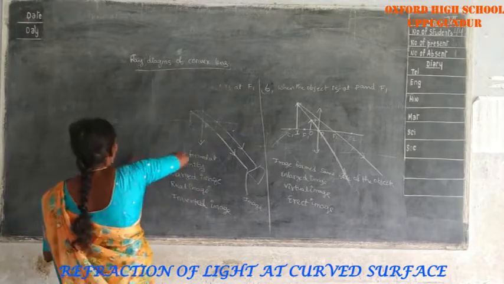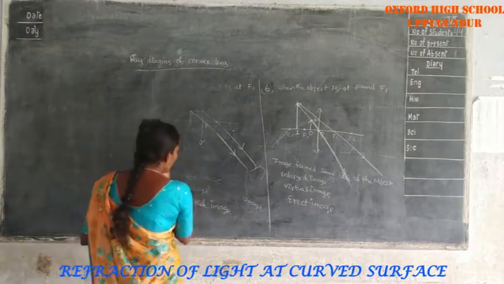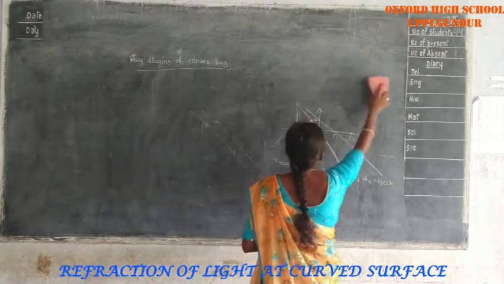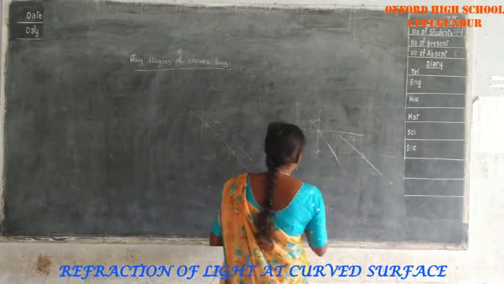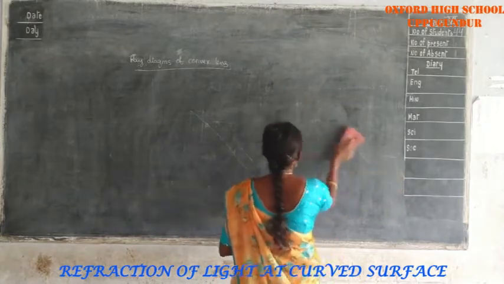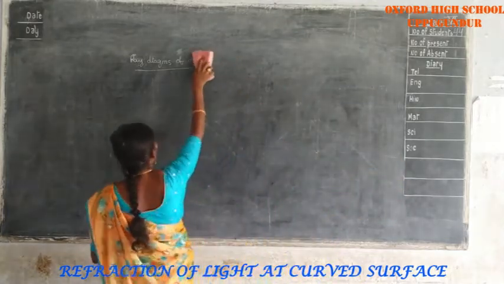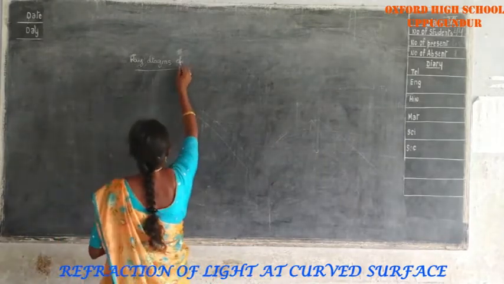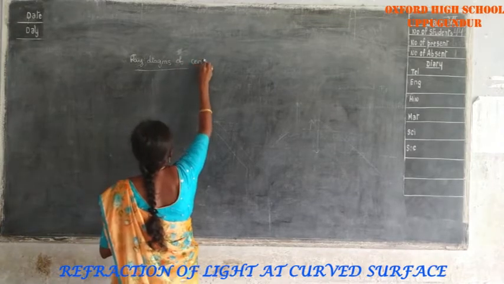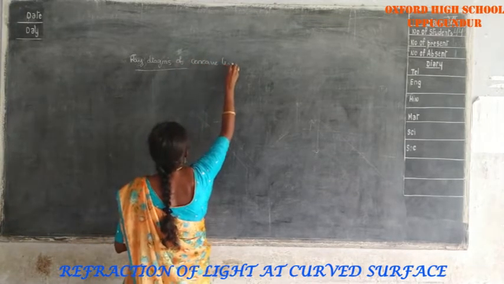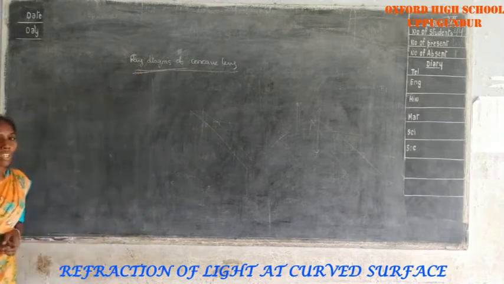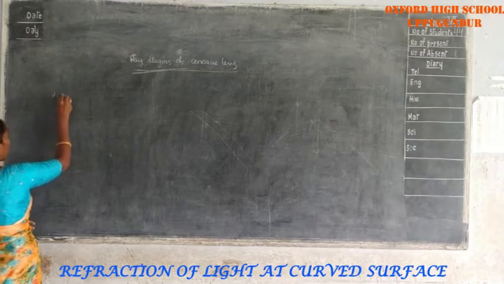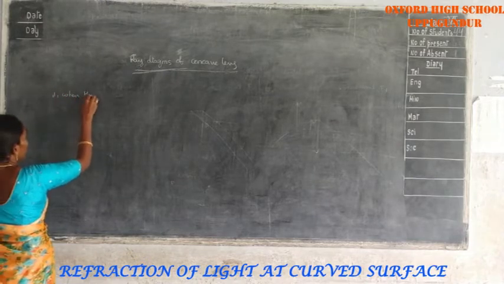Only two ray diagrams. The first ray diagram is when the object is at infinity, and the second ray diagram is when the object is placed anywhere between pole and infinity. See the next one, ray diagrams of a concave lens. Only two ray diagrams. See the first ray diagram, when the object is at infinity.